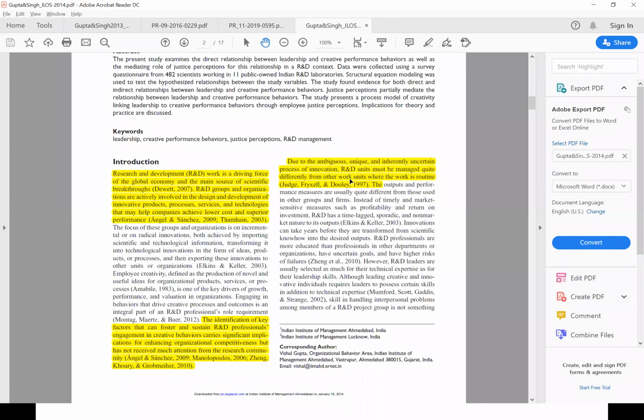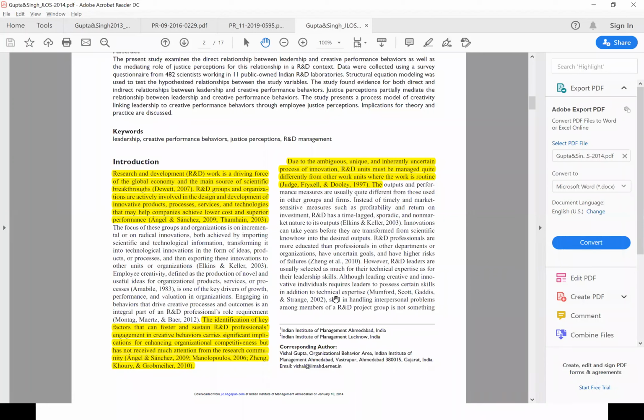Due to the ambiguous, unique, and inherently uncertain process of innovation, R&D units must be managed quite differently from other work units where the work is routine. The output and performance measures are usually quite different, and so on. However, R&D leaders are usually selected as much for their technical expertise as their leadership skill.